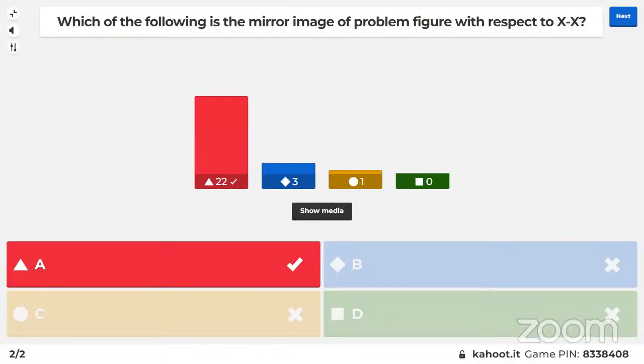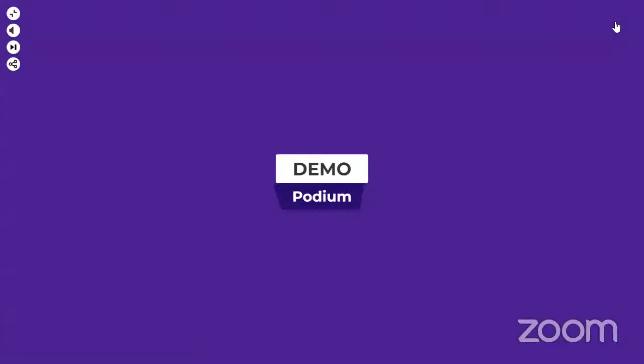All right, time's up. So A is the correct option. Now we'll be moving on to the podium. Podium is the final result screen. We'll be able to see who has come to the top positions. So, moving on to the podium.